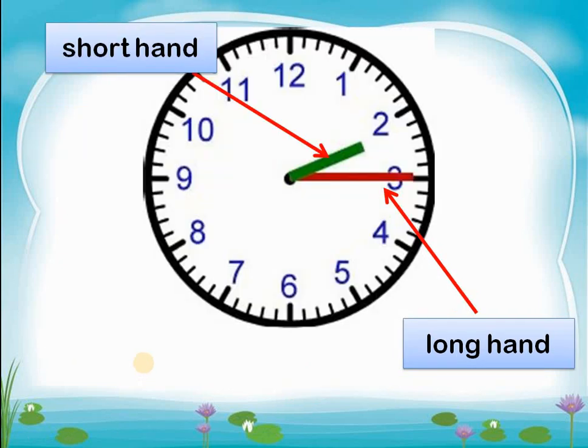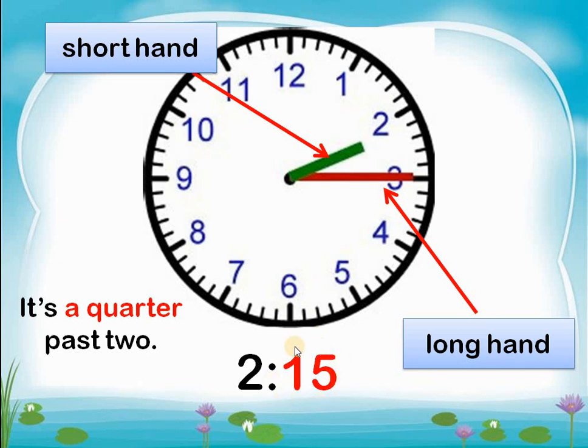Okay, next. Let's look at the short hand. The short hand is pointing at 2, and again, the long hand is pointing at 3. So what is the time showing here? It's a quarter past 2. A quarter bermaksud 15 minit, 15 minit lepas pukul 2. It's a quarter past 2.